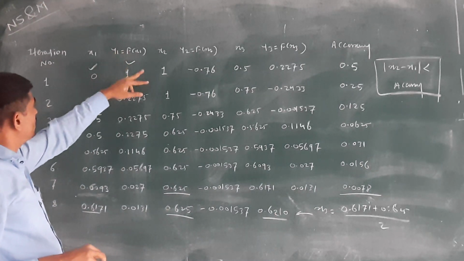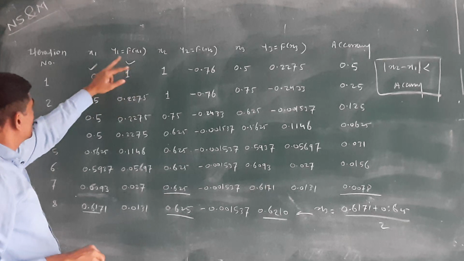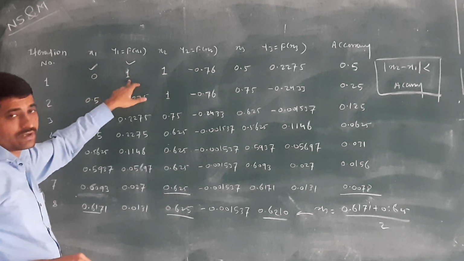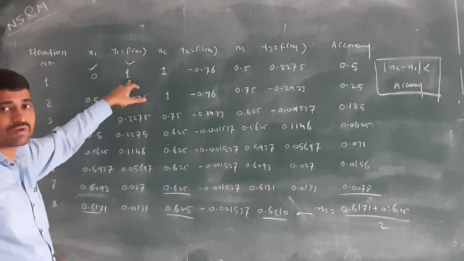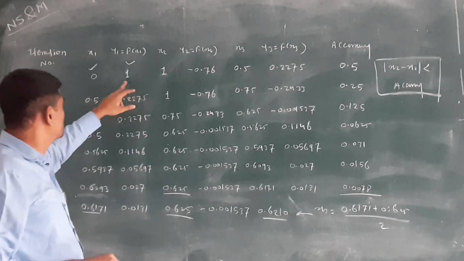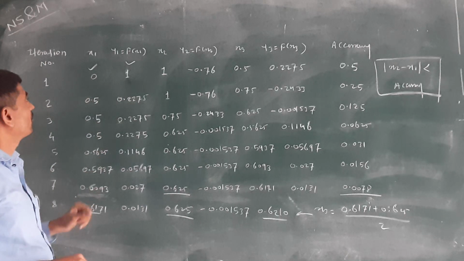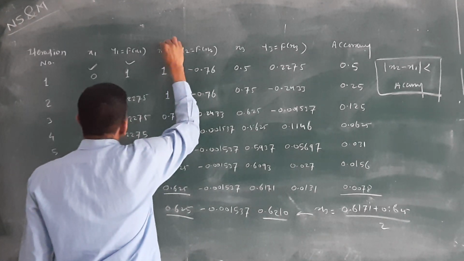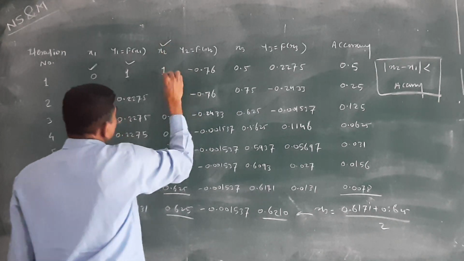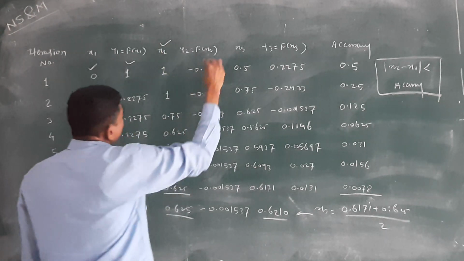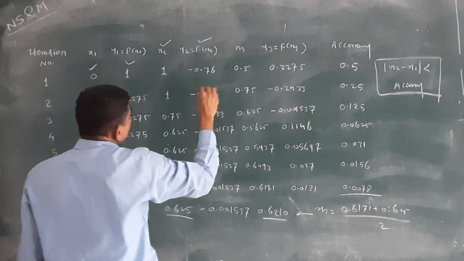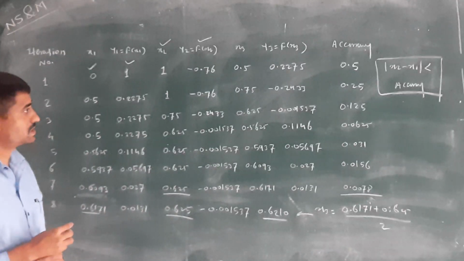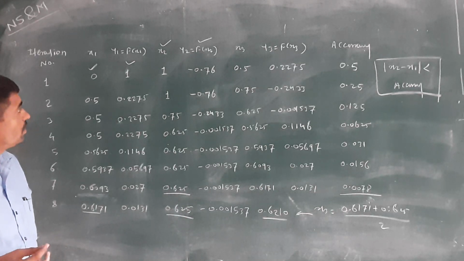When you put the value in the given equation, you will get cos 0 is equal to 1, right? And minus 1.3 into 0 means 0. You will get the y1 value. After that, we have assumed the second initial guess x2 is equal to 1. Then you can easily find the value with the help of the given equation. y2 is equal to minus 0.76.